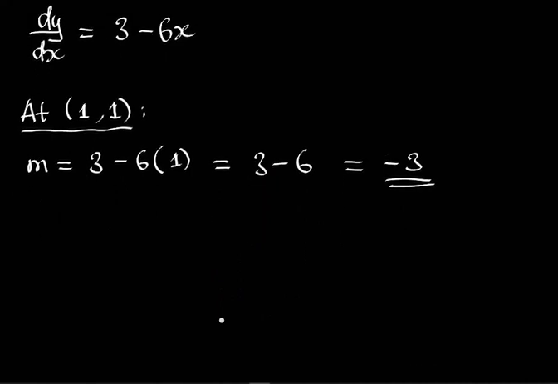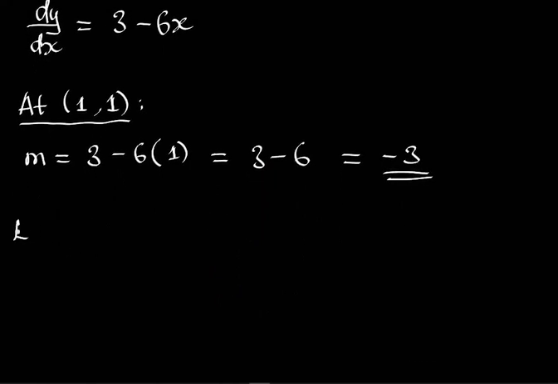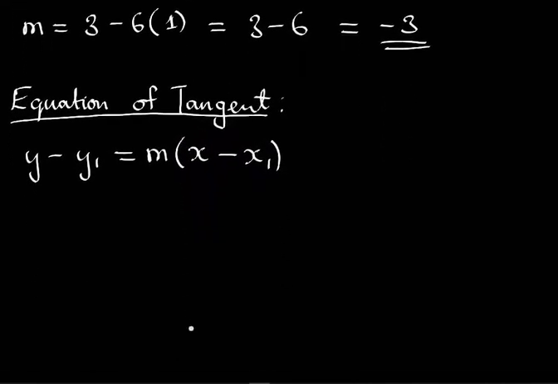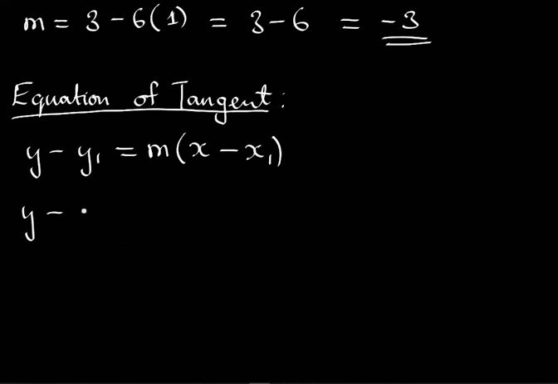And we know how to make an equation with 1 point. So the equation of the tangent is not something difficult. We're going to use the formula we just used: y minus y1 is equal to m times (x minus x1). We know the value of y1 is 1, the gradient we just found is negative 3, times x minus the value of x1, which is 1.